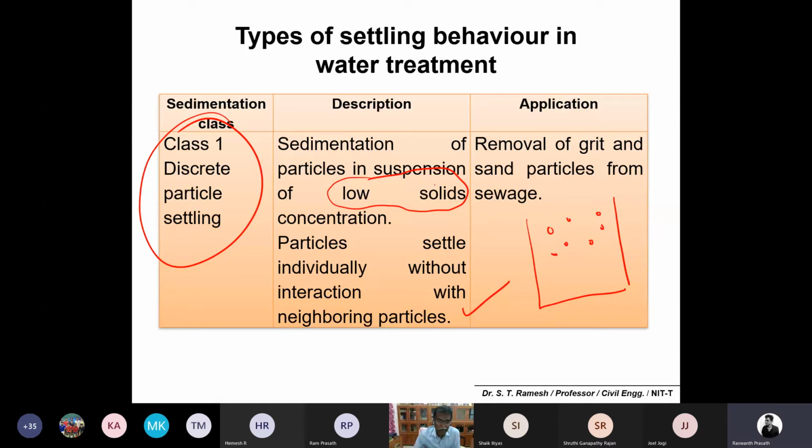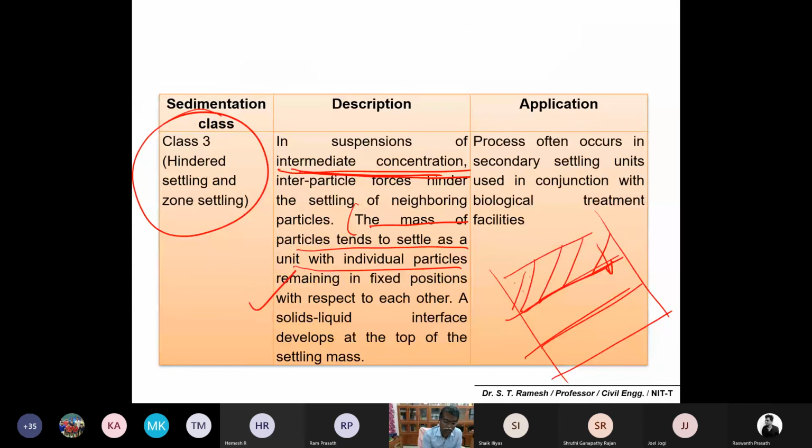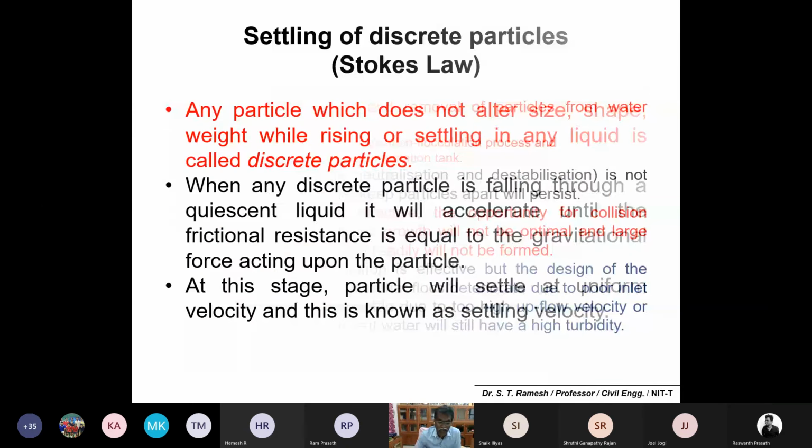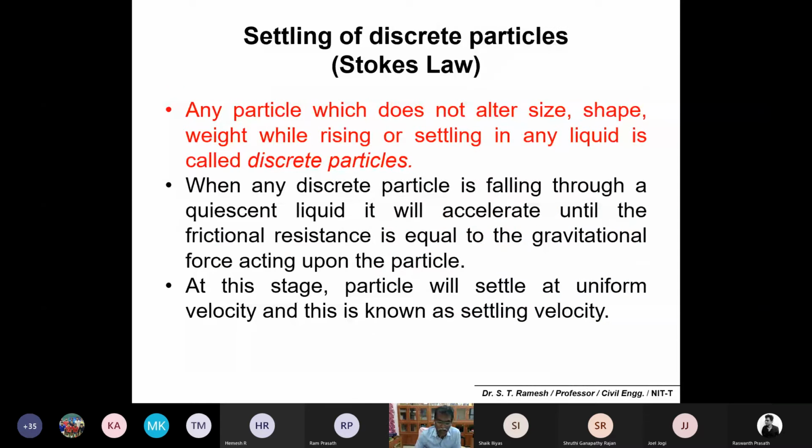Yes, sir. Okay. You would have studied this somewhere at +2 level also. I'm not sure about how to calculate the settling behavior of a discrete particle by Stokes law. It's very simple. This is what I've defined: any particle which does not alter its size or shape during the process of sedimentation is called a discrete particle.